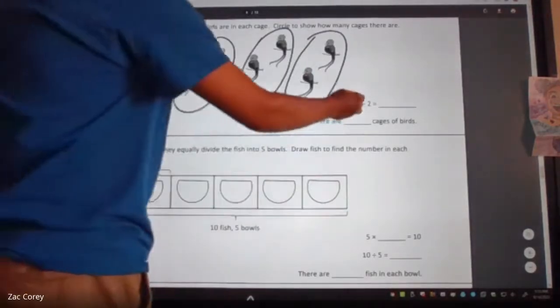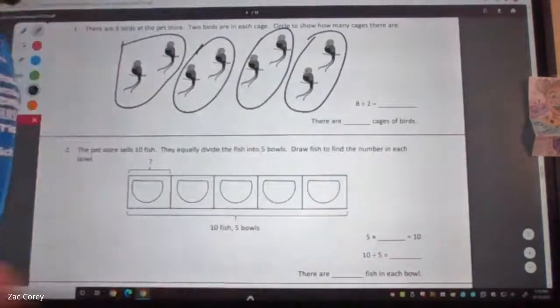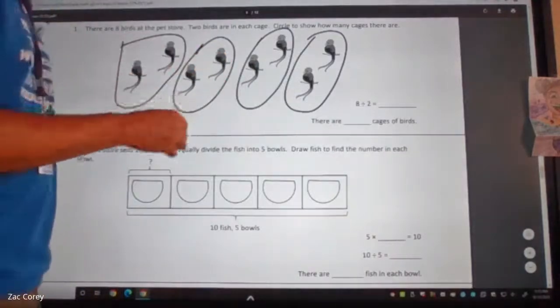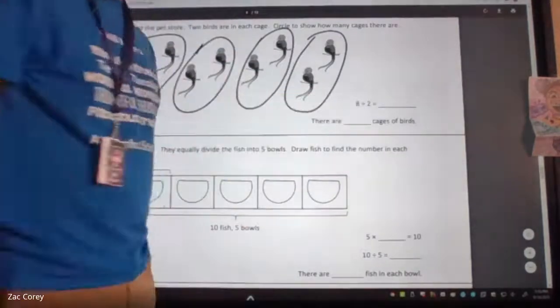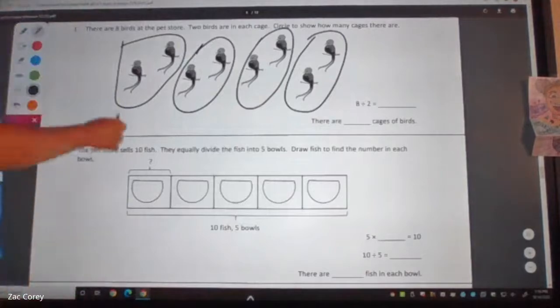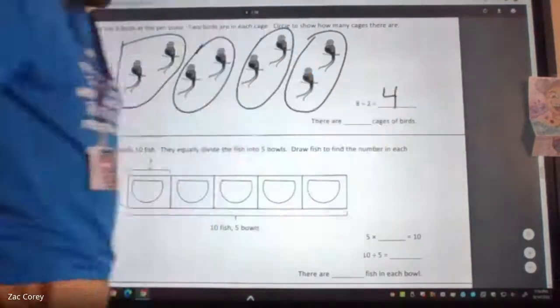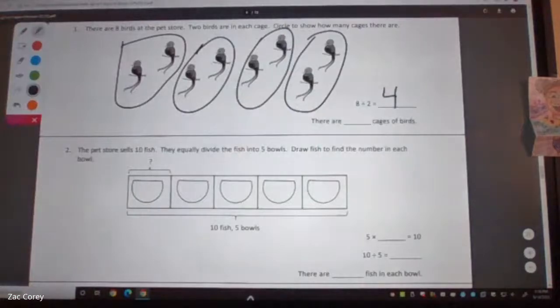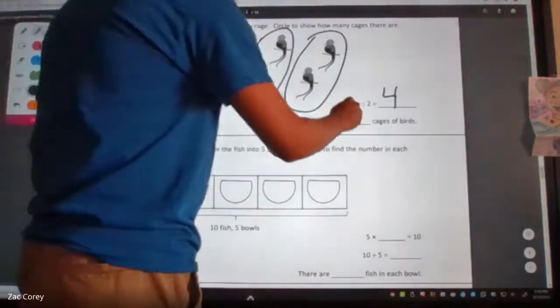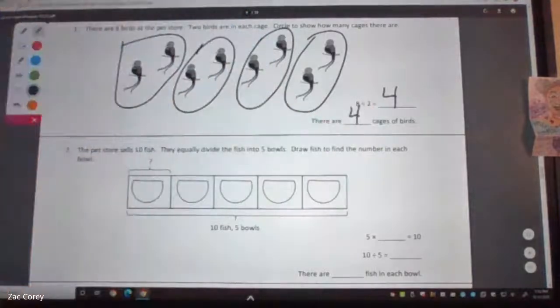All right, so 8 divided by 2, we have 8 total birds. Each cage has 2 birds. So 8 divided by 2 means we have 1, 2, 3, 4 cages. Okay, and then the next says there are blank cages of birds. 1, 2, 3, 4 cages. All right, easy enough. Let's go on to the next one.